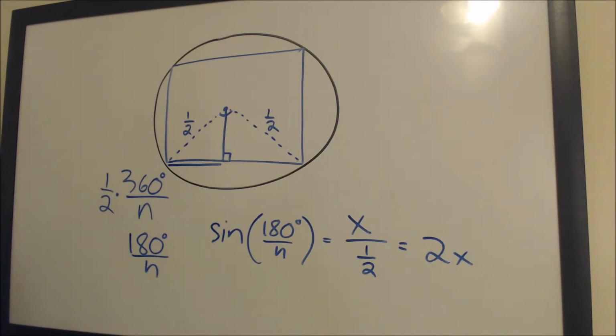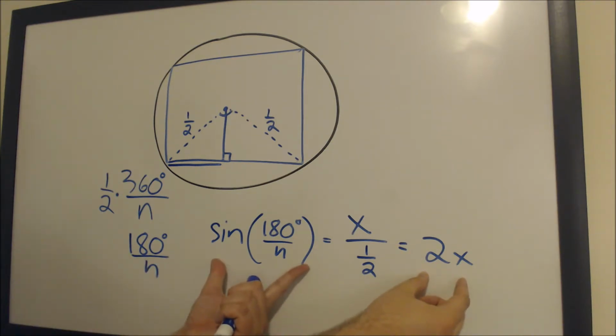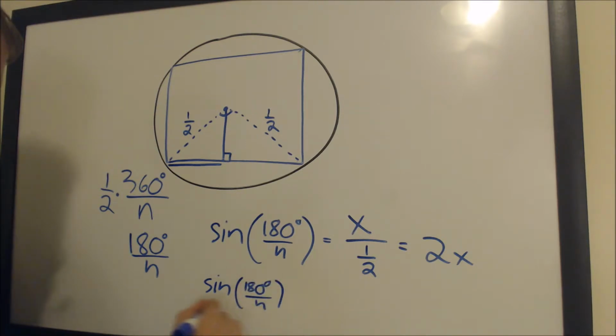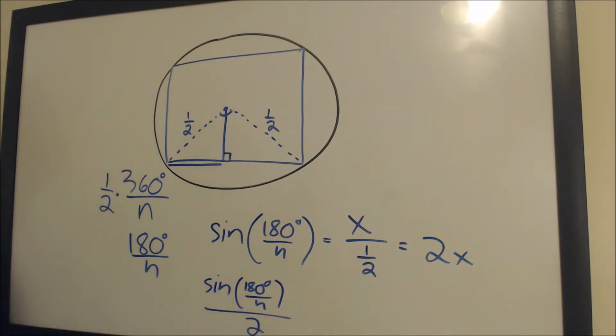All right. Now, and this is where you have to be kind of careful, so follow along. If I have 2x over here, what I can do is take that 2 and divide both sides of my equation by 2, so I have just x on this side. So now I have the sine of 180 degrees divided by n, all over 2. That gives me x.